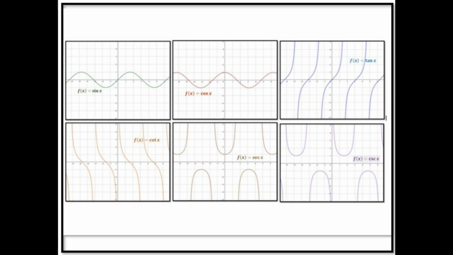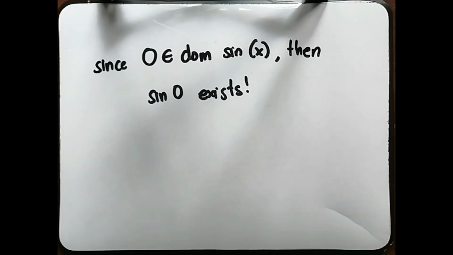Looking at the graphs of the 6 basic trigonometric functions, makikita ninyo na merong corresponding functional value for all values in the respective domains. Ibig sabihin, walang breakage. Okay? So, lahat nung nasa domain nila, sure kayo na meron siyang katapat na functional value. For example, since 0 is an element of the domain of sine x, then sine 0 exists.